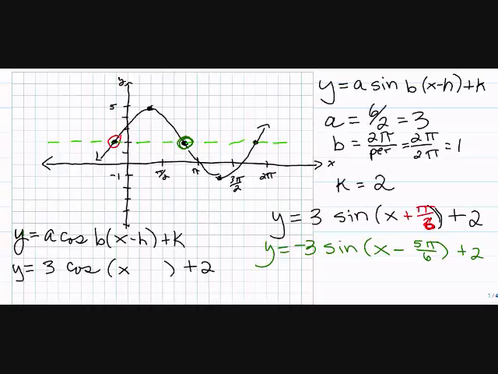Now let me grab another color here, a nice purple. Cosine starts at its maximum on the y-axis. Oh, well, here's the maximum right here. So that looks pretty good for cosine, but it should be over here at the y-axis. This cosine has been shifted over 1, 2 tick marks. So that's 2/6 of a pi. 2/6 is 1/3. That's going right, so it's minus pi over 3.